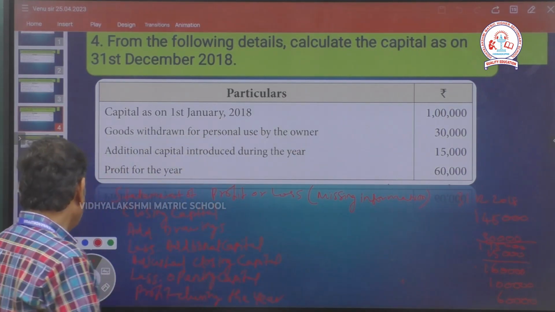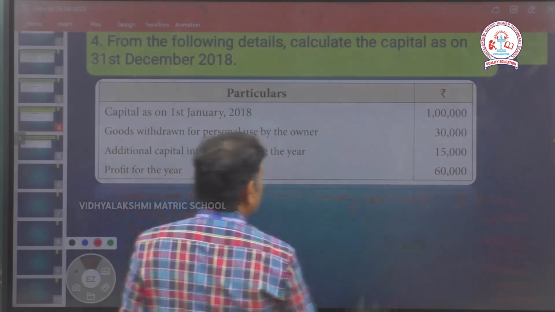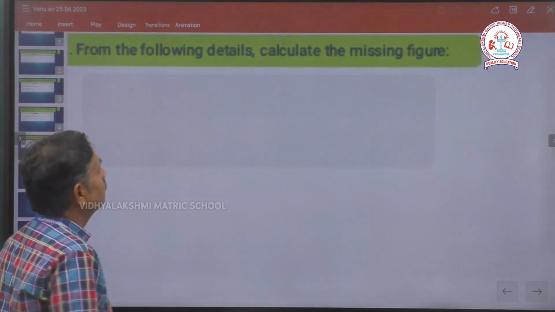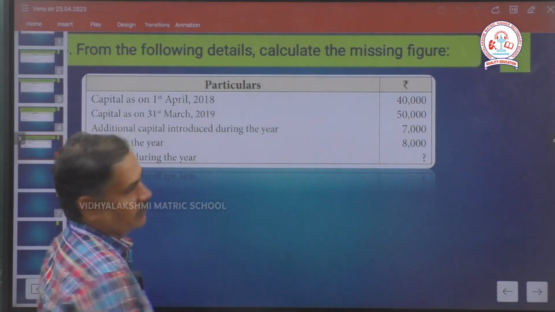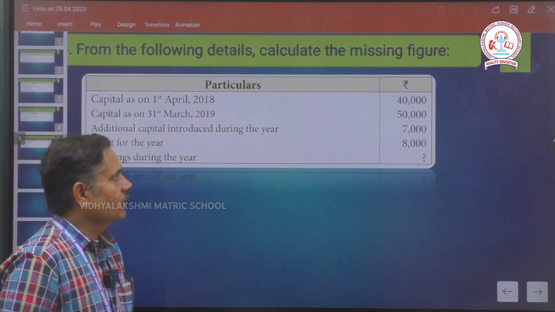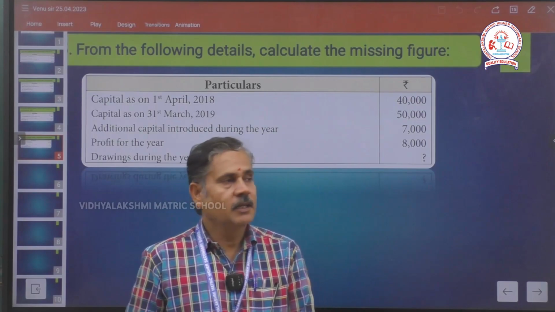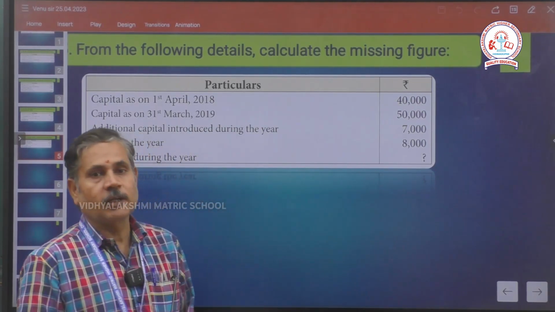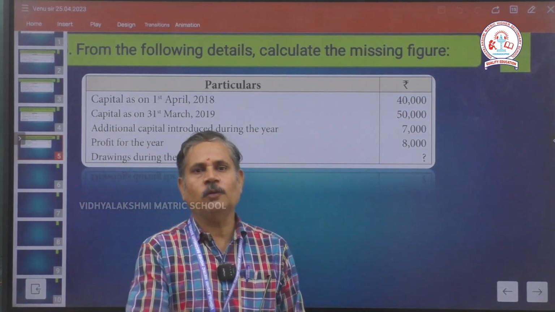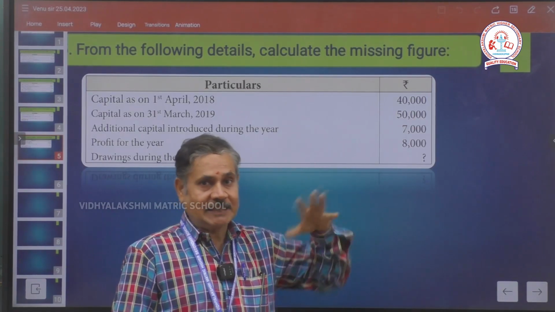Now, next we will move on. The last sum, fifth one. See the question. From the following details, calculate missing figure. So which question? Question number is given. Which values are missing here? Drawings during the year. How to find out drawing? Before this sum we discussed it.